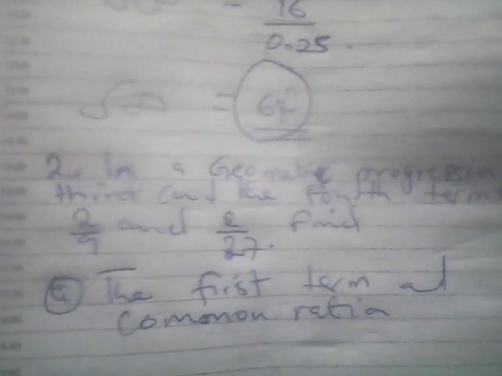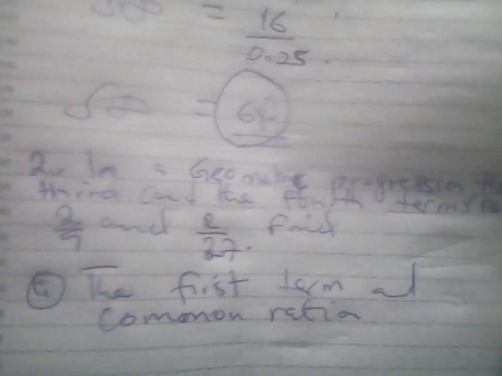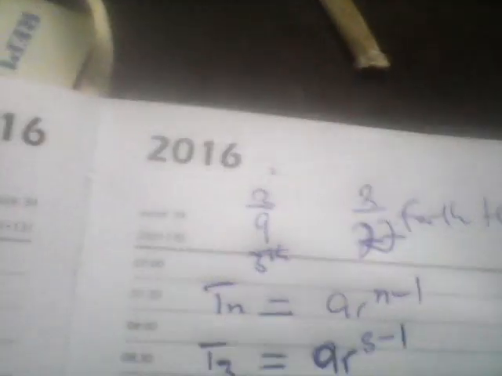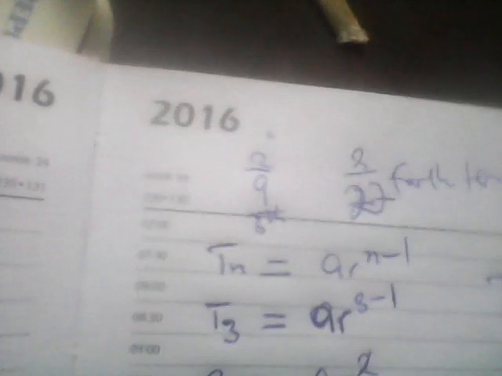Let's solve another question. This question came in 2016 final exam. The question reads, in a geometric progression, the third and the fourth term are 2 over 9 and 2 over 27. Find the first term and the common ratio. So for us to find the first term and the common ratio, we use this formula. We say Tn is equal to A times R to the power N minus 1. This is the formula that we are going to use to find the first term and the common ratio.